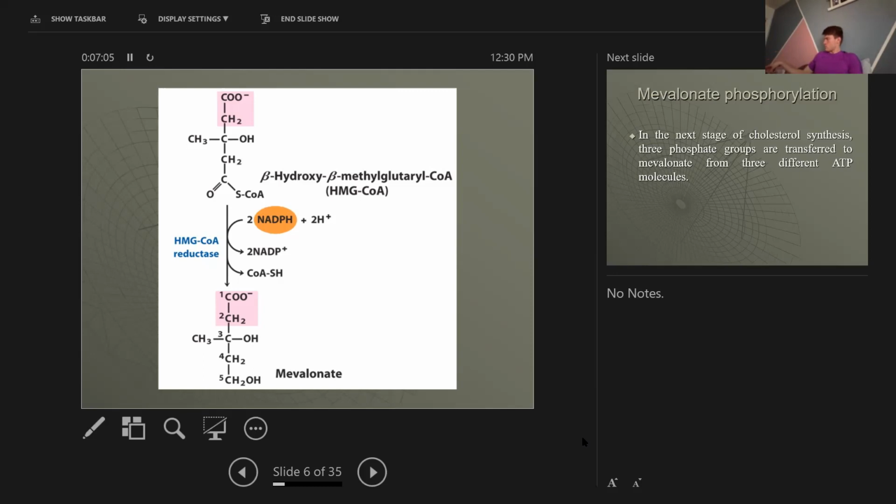So if you phosphorylate the kinase, as you can see, it's active. And then the phosphorylated reductase is inactive. The dephosphorylation of the kinase inactivates it, and the dephosphorylation of the HMG CoA reductase activates it.